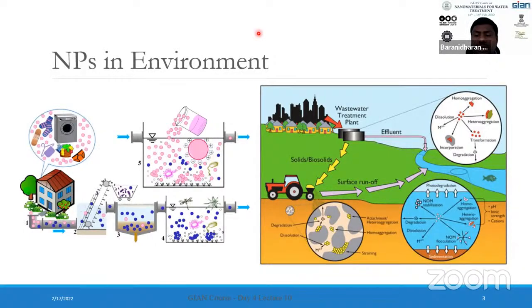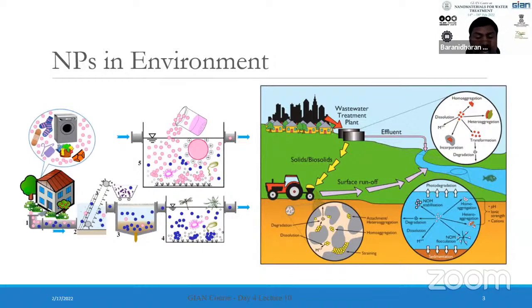So one such thing is that they can settle at the bottom and get carried away in the sludge. This sludge can also be referred to in some of the literature as biosolids. These solids are applied onto the field for agricultural activity. So once the nanoparticle-containing sludge is applied onto the field and then irrigated, and that water gets into the natural river surface or any of the water bodies, there is a severe risk of having these pollutants enter the food chain.